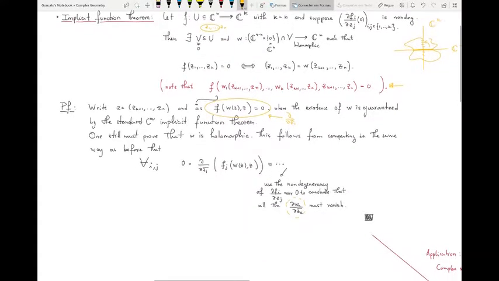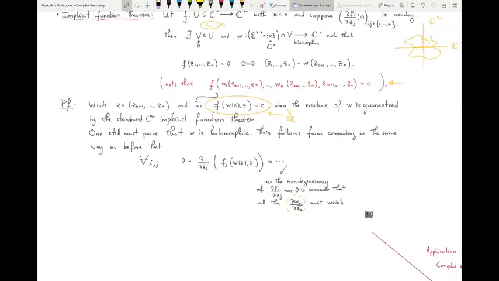So that is the proof. Just to mention one more thing that you have to remember in proving this: remember that the f_j are holomorphic. So you need to use that also. Okay, so just add that there.